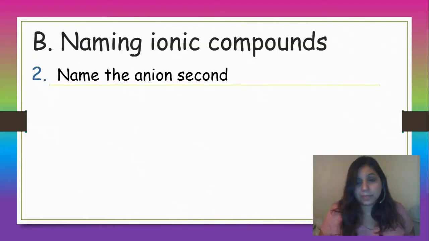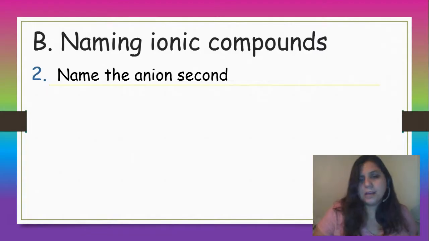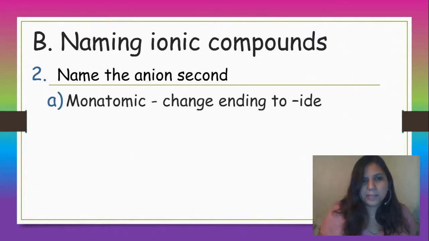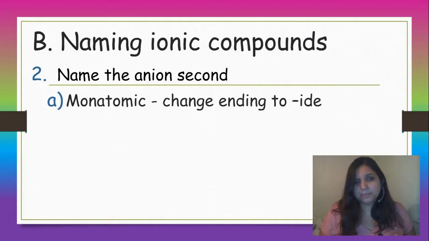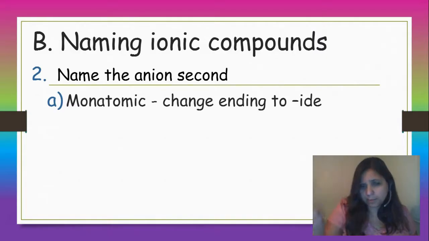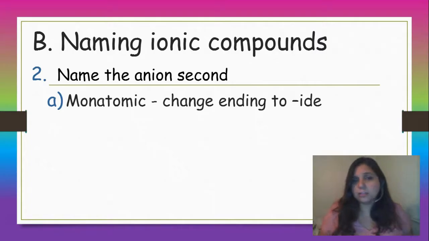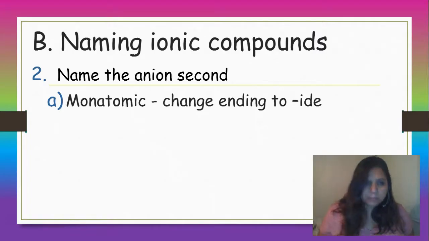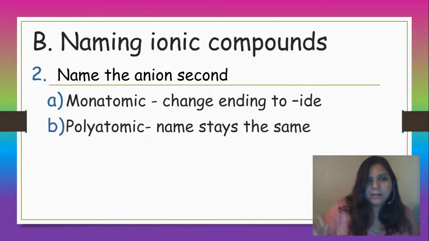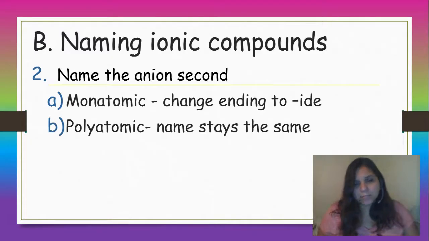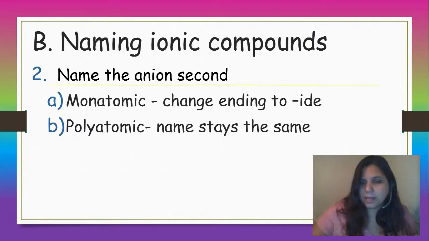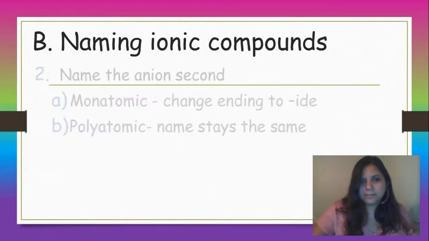After that, we'll name the anion. Anions come in two forms. Monatomic, which is just one atom, are the ones on the periodic table to the right of the staircase. We'll change those endings to IDE. So chlorine will change to chloride, oxygen to oxide, sulfur to sulfide, and so on. If it's a polyatomic ion, that name ending is going to stay the same, and we'll get to those when we do the next set of notes.